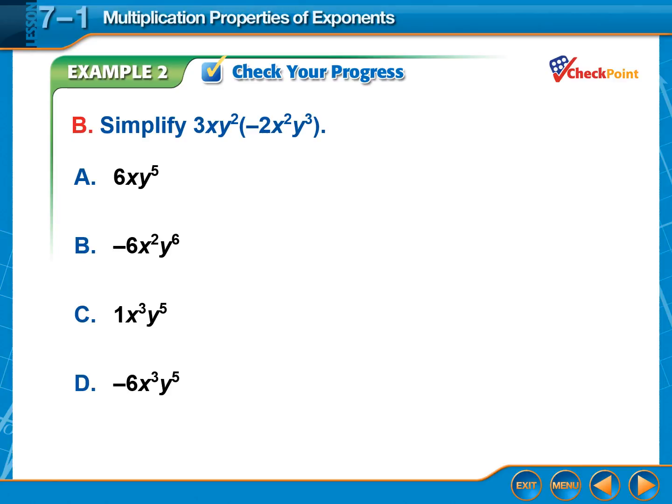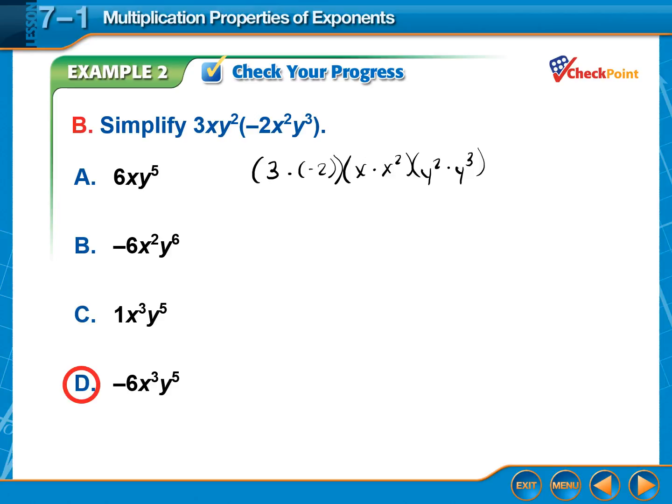All right, try another one. 3xy squared times negative 2x squared times y to the 3rd. And you should have gotten a solution, negative 6 x to the 3rd, y to the 5th. And again, all you'd want to do is pull out the numbers and multiply them together first. So we've got 3 times negative 2, and then combine the variables that have the same base. So I've got x times x squared, and then y squared times y to the 3rd.